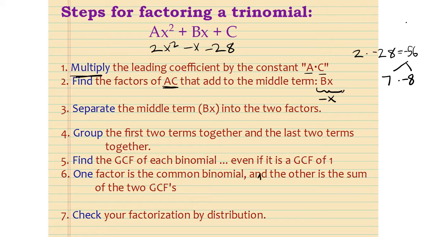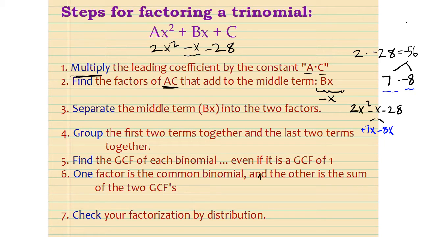Separate the middle term bx. We're going to separate the middle term right here. I'm going to try to squeeze everything on the side. 2x squared minus x minus 28. I'll separate the middle term bx into two terms by using the numbers that we got from here. I will write positive 7x and negative 8x.